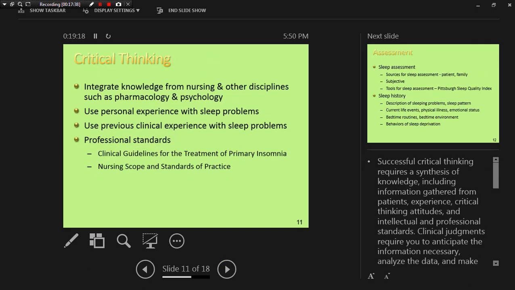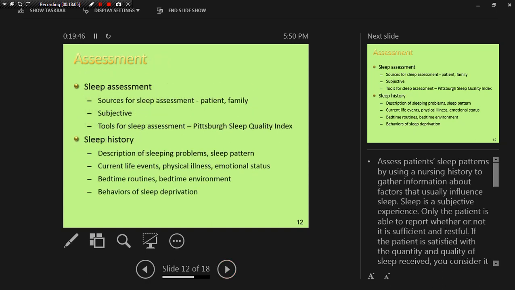And anytime we're looking at our patients who are having problems sleeping, this is always a component to the Potter and Perry nursing process. We're using our critical thinking. So obviously when we're planning how we're going to care for these patients, we're looking at, have we taken care of any other patients who've had sleep problems? What are our personal experiences with sleep problems? And then we're going to look at the professional standards. What does the current research and best practice say about treating patients with insomnia? What is our scope of practice when we're in the hospital?